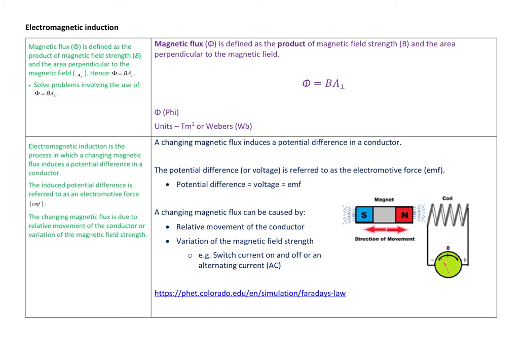Movement of a conductor with respect to a permanent magnet, a variation of a magnetic strength by basically having an electromagnet which is constantly changing direction due to an AC power supply, and finally, well, from switching it on and off. I did them in a different order there.